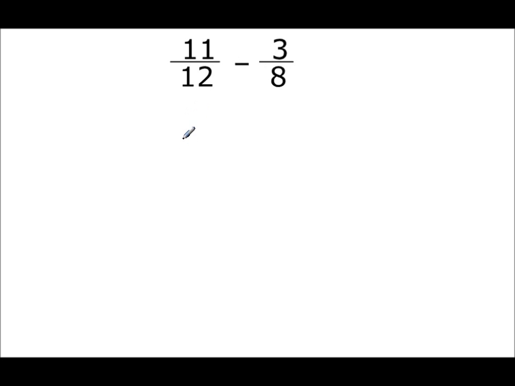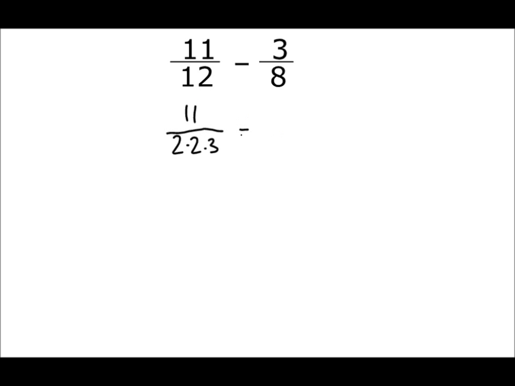So I'm going to recommend, and this may be silly with the fractions here, but I'm going to recommend in all cases, go ahead and write numerators and denominators in factored form. So I'm going to write 12 as 2 times 2 times 3. And my numerator factored is 11.